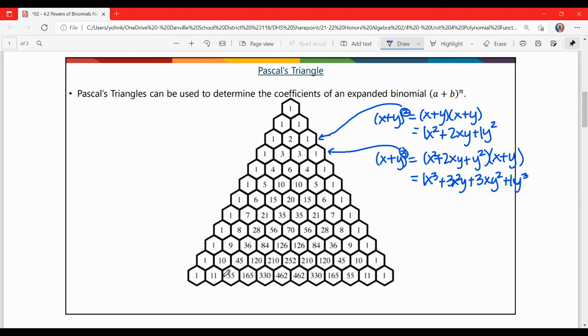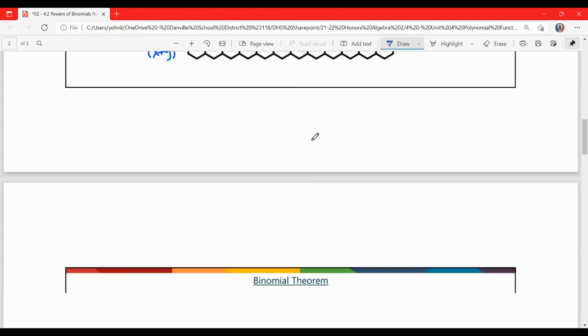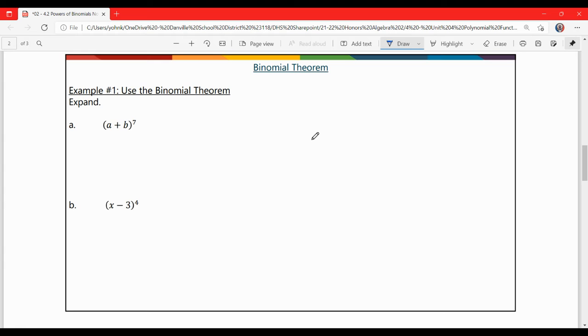This goes up to the 11th power. So this down here would be (x plus y) to the 11th power. Notice that if you have the 11th power, you have 1, 2, 3, 4, 5, 6, 7, 8, 9, 10, 11, 12 terms. So that's one more than the power. Notice that if I had x squared, I had 3 terms, which is one more than the power. So you always have one more term than the power. All right, so we're going to refer back to this triangle a lot. Let's see how we can use it.